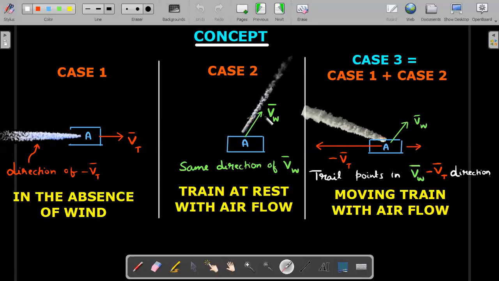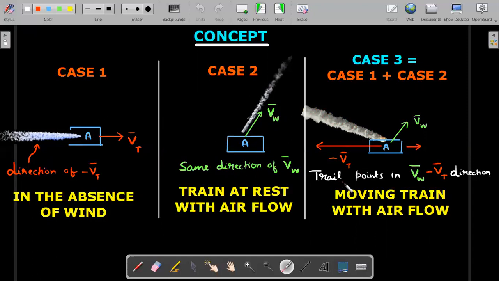Therefore, I can argue that with the presence of both, the trail will be the resultant of the directions of these two, given by the strength of these velocity vectors. So you could see that the trail in this case in the top view will look like this.